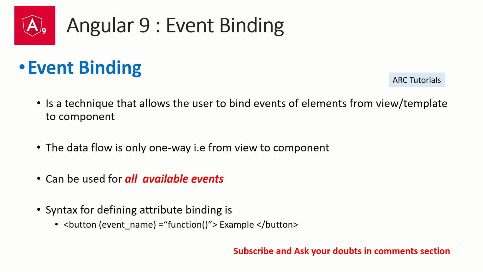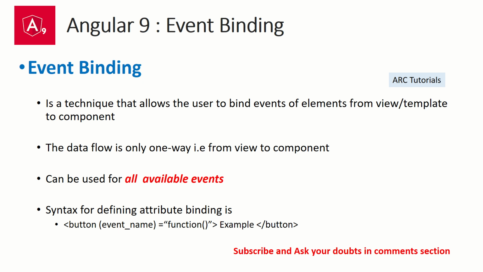Now today we'll focus on event binding. Event binding is a technique that allows the user to bind the events from template to component. Remember, that's the important piece. It's a one-way direction, which means data flows only from view to component. We can attach any and all events that we want in our template. And these events are nothing but JavaScript events, like click, hover, keyup, keydown, submit, input, any and everything. So if you are used to using JavaScript events, you can use them in the Angular template.